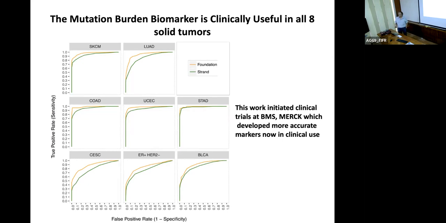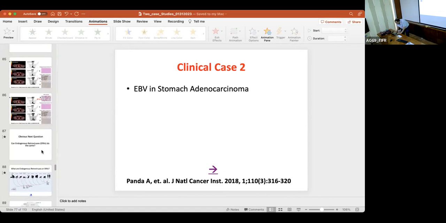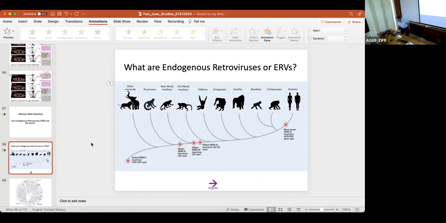Okay, so I'm going to skip this and just go to the end. By the way, I'm here for a while. By the way, after this, what Anshuman did was also interesting. He found out that in stomach cancer, if you have an EBV infection, then this treatment works. And that also became a clinical trial and treatment.